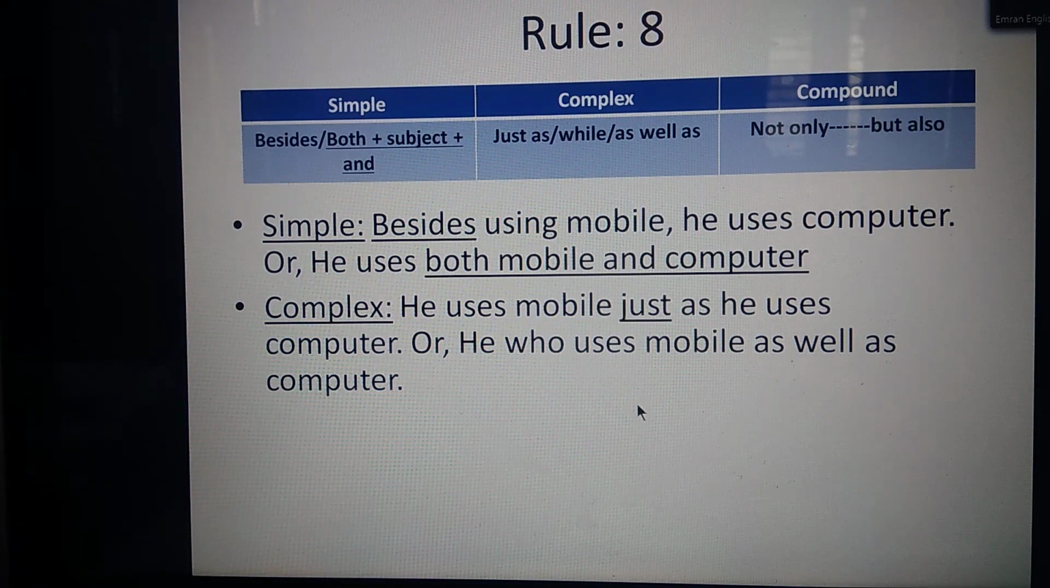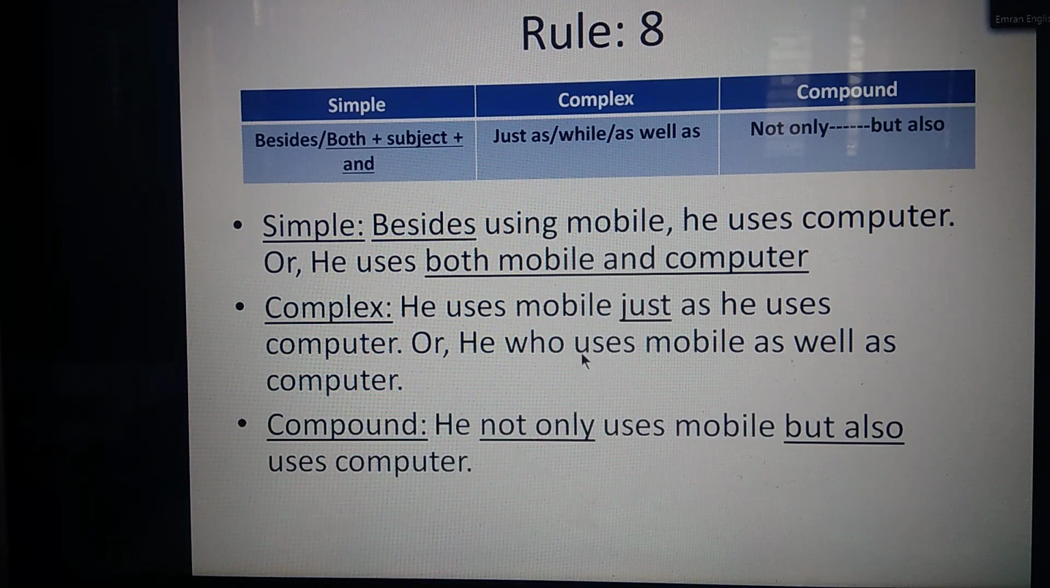So to make the sentence compound, I use not only and but also with the verbs, not with the nouns. If used with the nouns, it may give another meaning, kind of one single phrase to some grammarians. So why keep the space for debate? Let us use not only but also before verbs. So it will be he not only uses mobile but also uses computer. So this is the compound one.